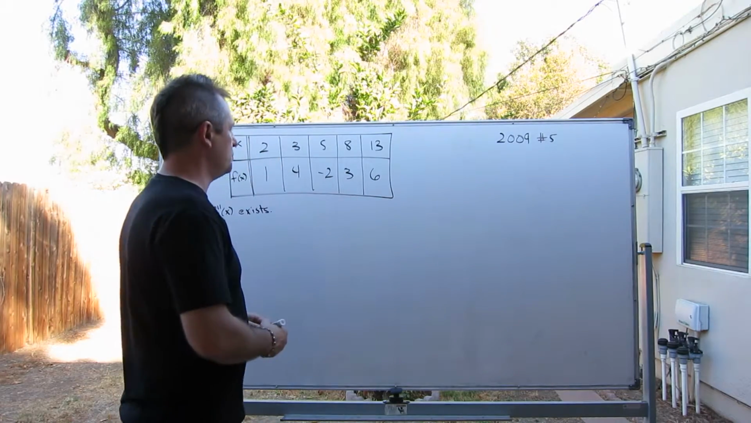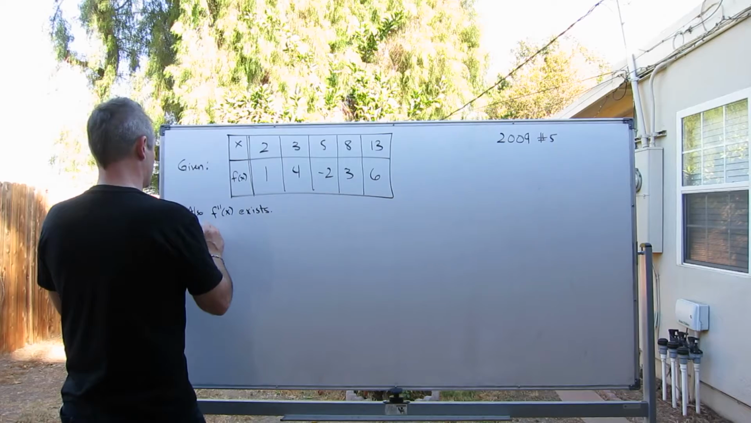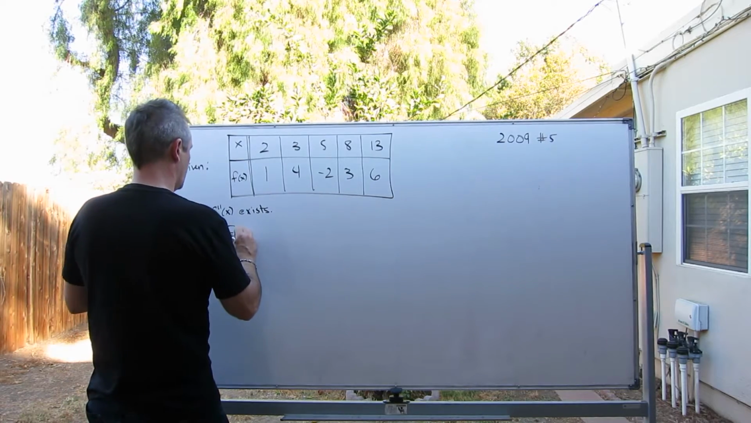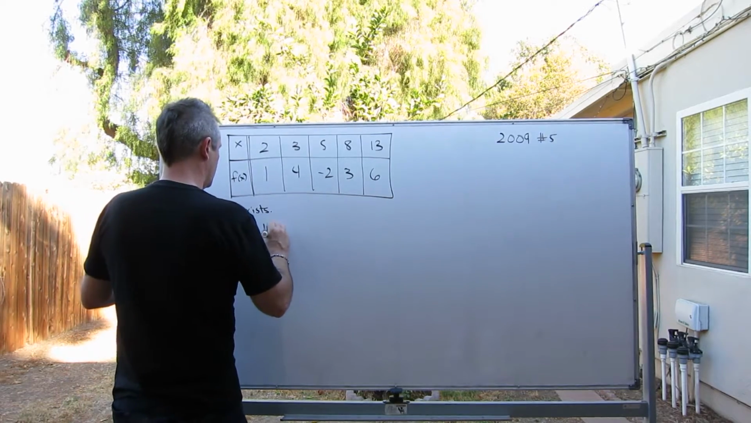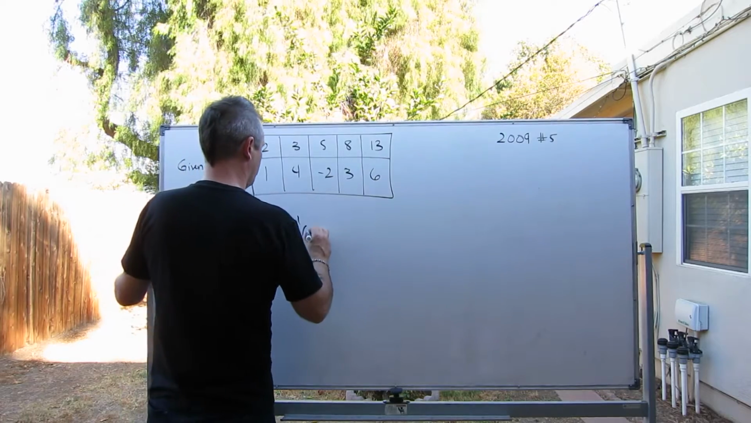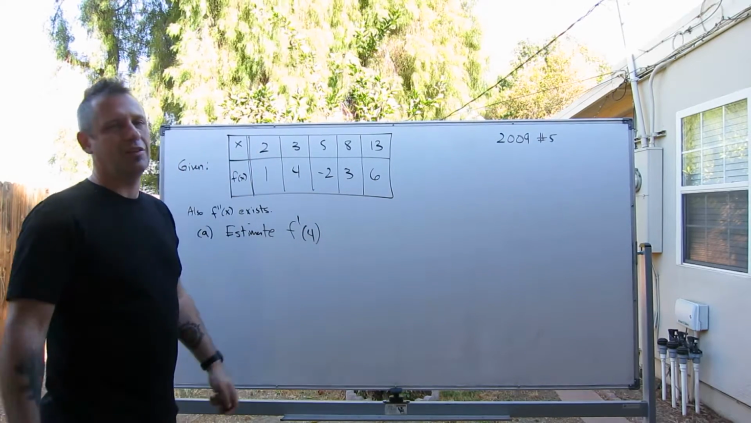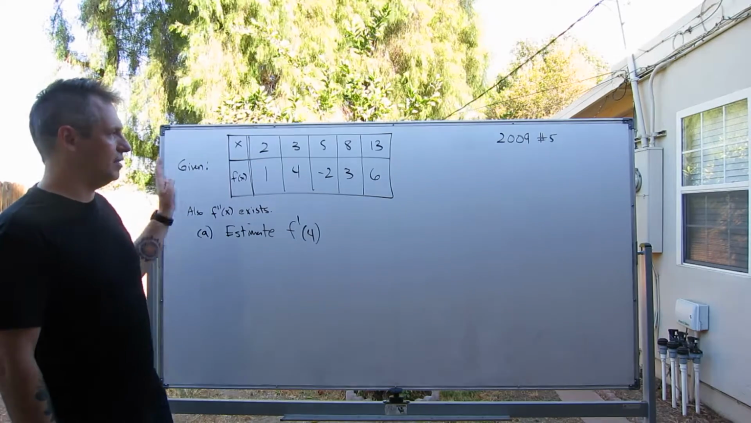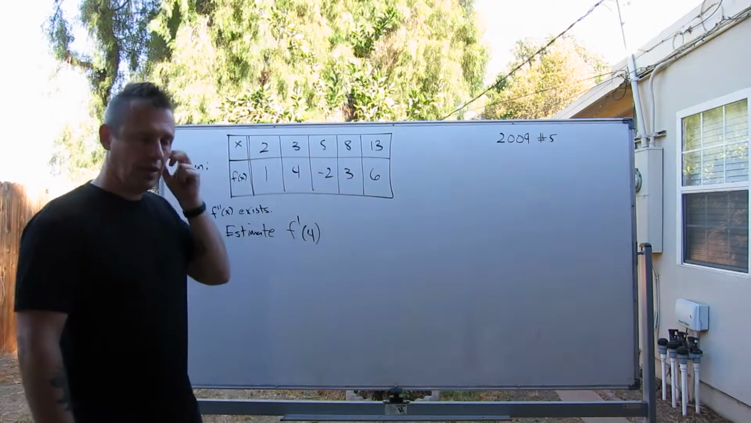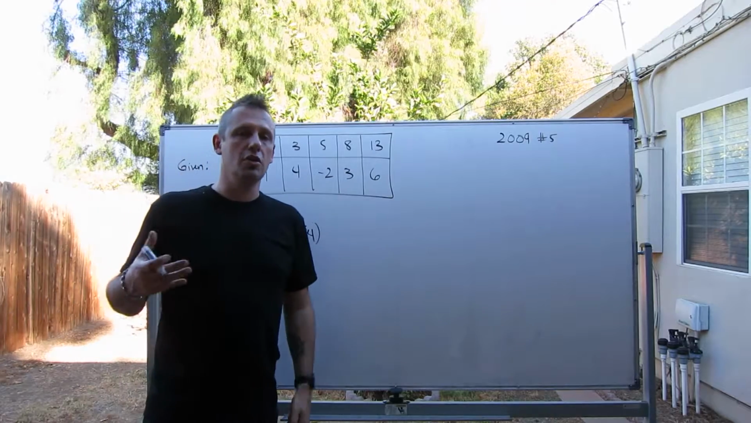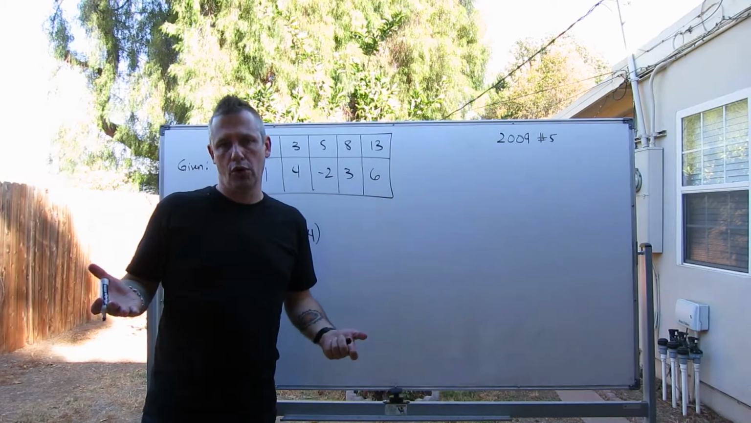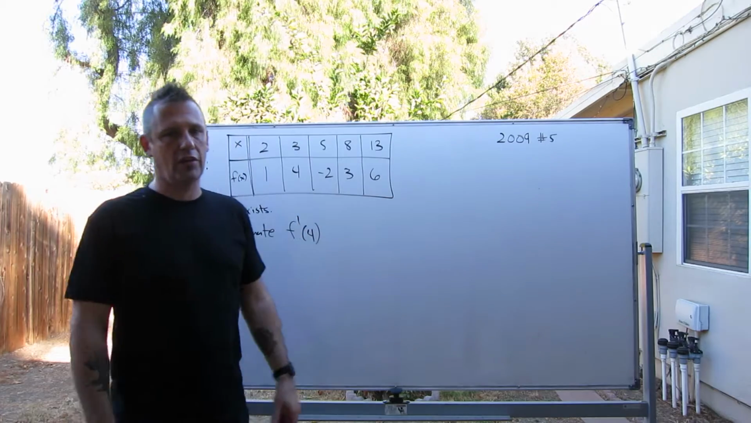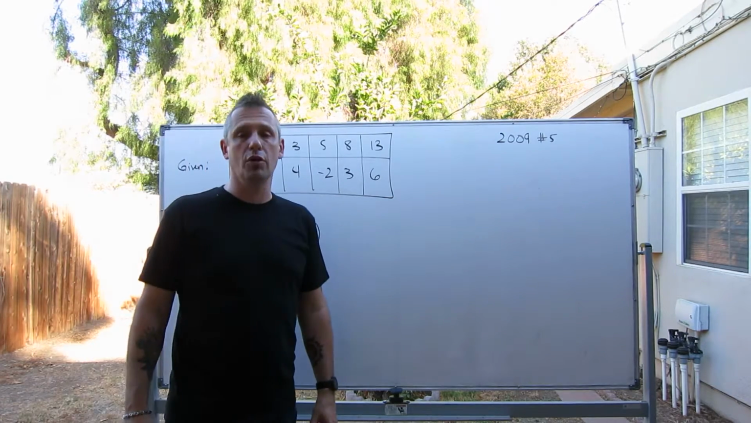In any event, part A is asking us to estimate f prime of 4. In other words, we would like the slope of the tangent line to f of x at 4, and we're going to estimate it using only these values here. Now, I think it's likely that they would accept a number of answers here. You have to show the work that you're going to do, but I think it's likely they would accept a number of answers.